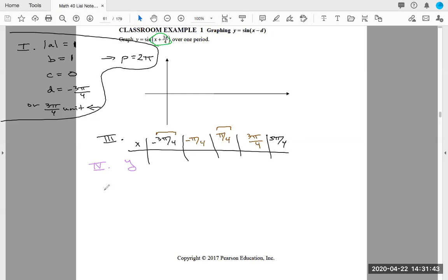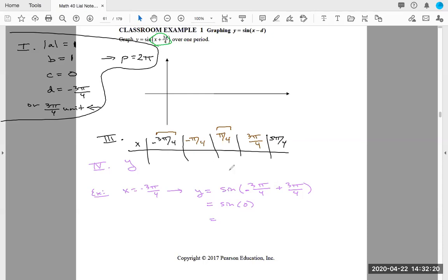Remember that's from plugging in. So for example, when x is equal to negative 3 pi over 4, y equals sine of negative 3 pi over 4 plus 3 pi over 4, which actually equals sine of 0, which would be on our parent graph. And that would give us a value of 1. Oops, sorry, that would give us a value of 0, my bad.